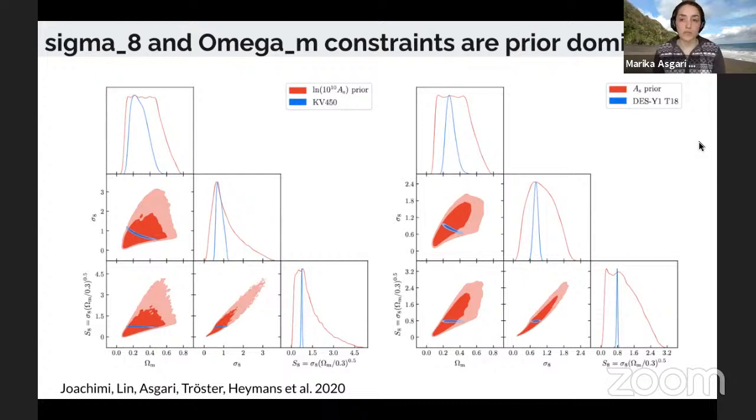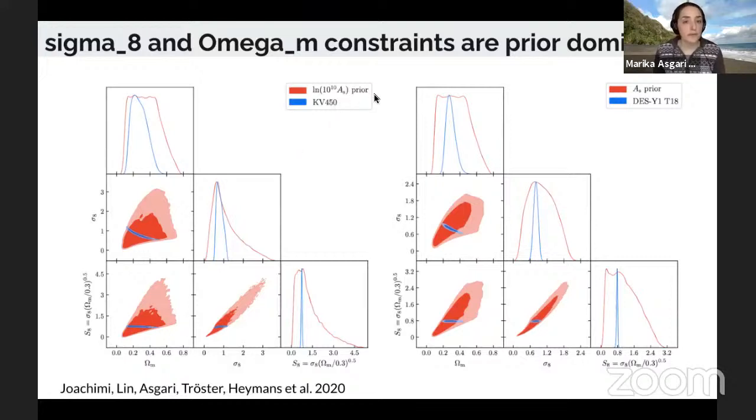So the example is cosmic shear analysis. These two plots are showing prior range in red and the constraints in blue. We're looking at the prior that was used in the DES Year 1 analysis versus their constraints on the right-hand side, and the prior that was used in the previous KiDS analysis, and the prior and their constraints on the left-hand side. So the first thing to look at is the panel that's showing sigma 8 versus omega m. So it's this panel and this panel here.